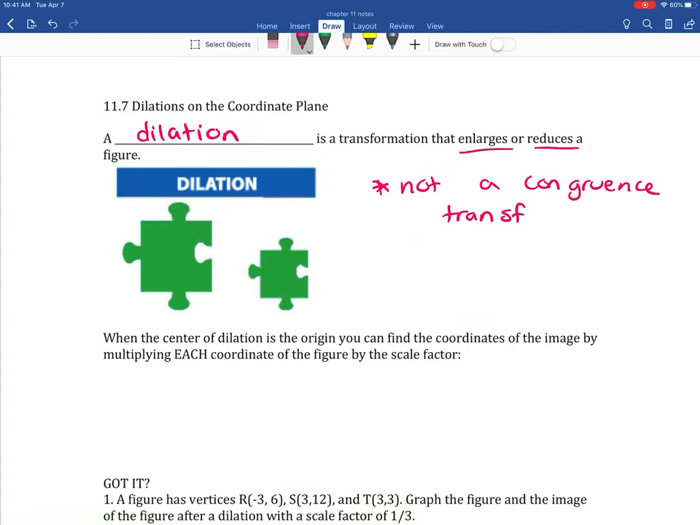Because if you're going to be congruent, you have to be not only the same shape, but also the same size.